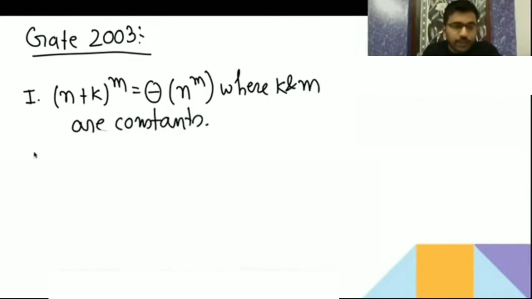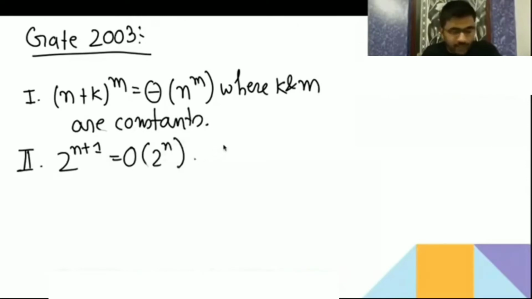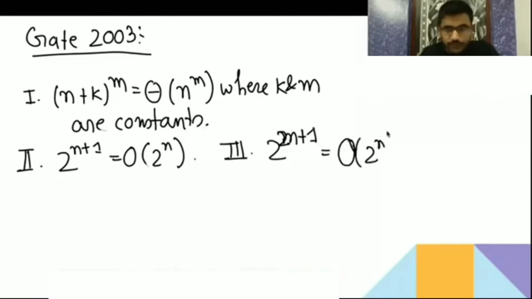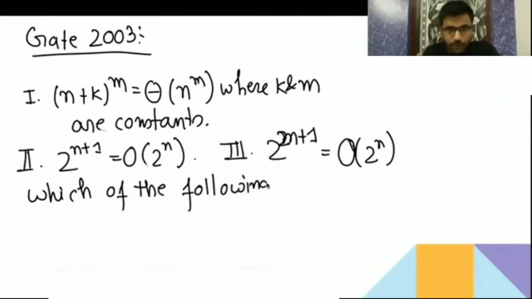This is claim 1. This is claim 2: 2 to the power n plus 1 is going to be big O of 2 to the power n. And claim 3 is this. Now tell me which out of these 3 is correct. Which of the following claims are correct?